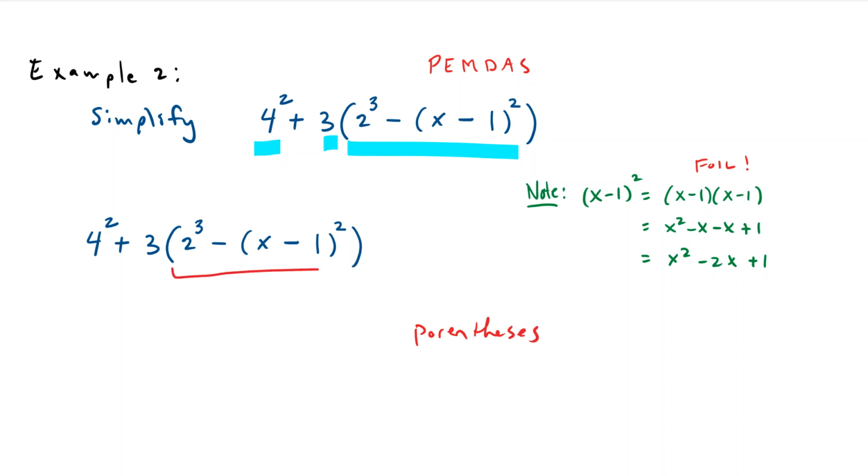And again, we're moving out. We're going from the innermost parenthesis first and working outward. So here's the outermost parenthesis I just drew, and this one is the innermost parenthesis. Can we simplify x minus 1? Well, we can't.